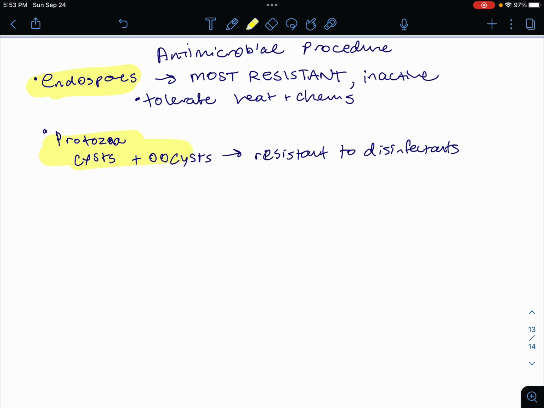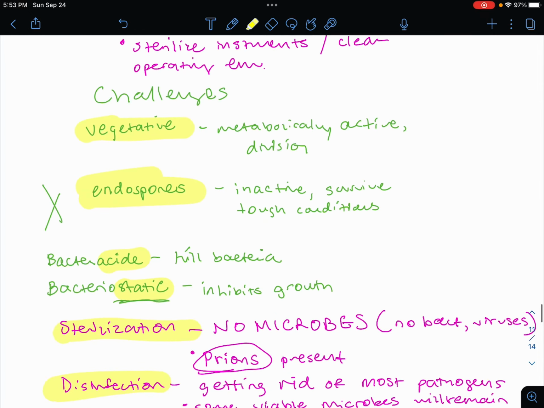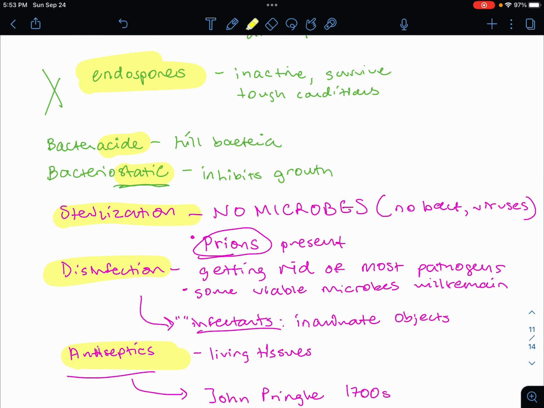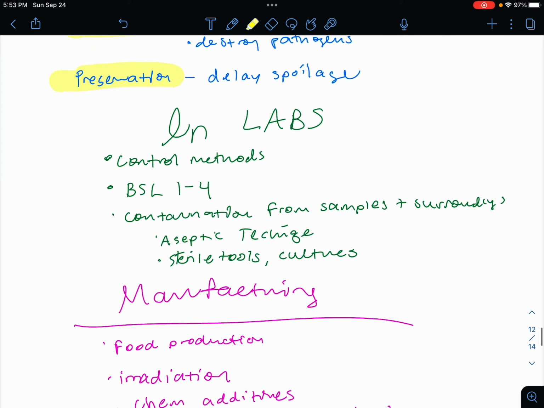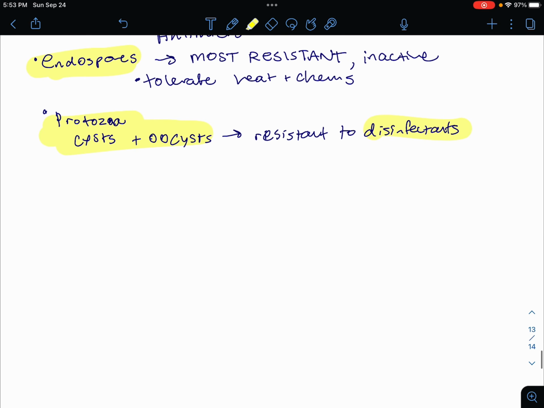Remember, we looked at the difference between a disinfectant and a sterilant. So disinfection is getting rid of most pathogens. Again, some viable microbes will remain. A sterilant gets rid of all. So these are going to be resistant to disinfectants. These are found in feces, and they also cause diarrhea.